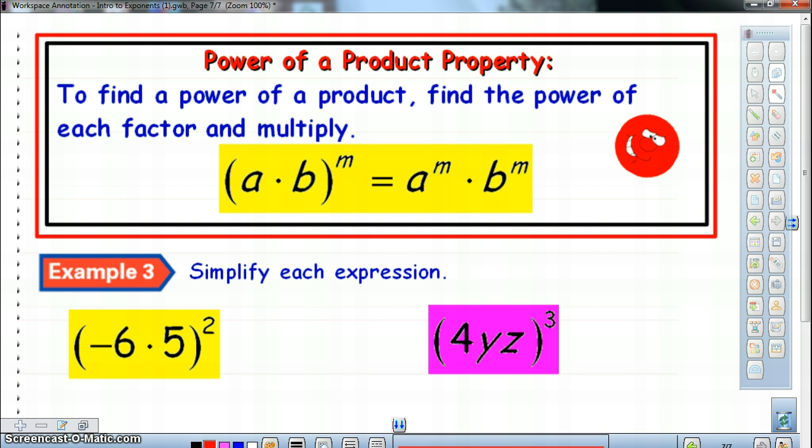If I have 2 of them, I need to distribute it through. So I have negative 6 squared times 5 squared. So negative 6 squared gives me a positive 36 times 25. Punch that into your calculator and get your answer for that one. Same thing here, this 3 has to be distributed to everything. So I've got 4 to the 3rd power times y to the 3rd power, and my z to the 3rd power.